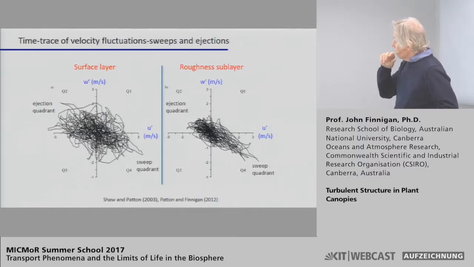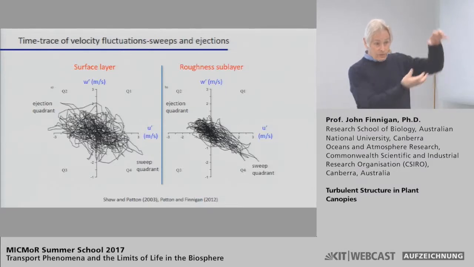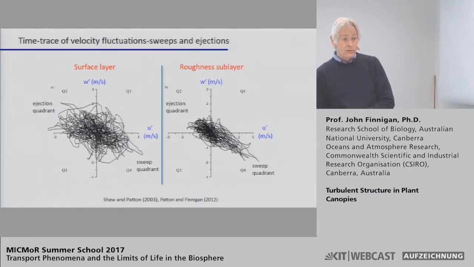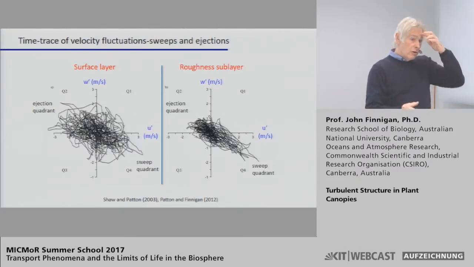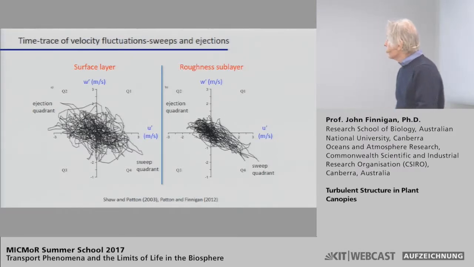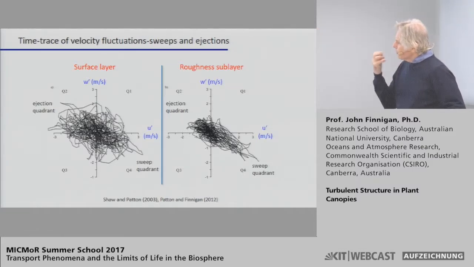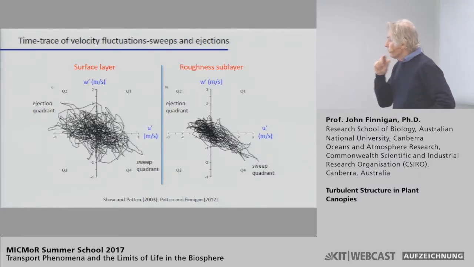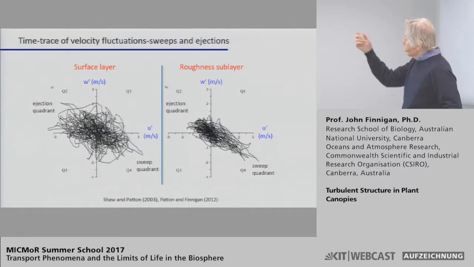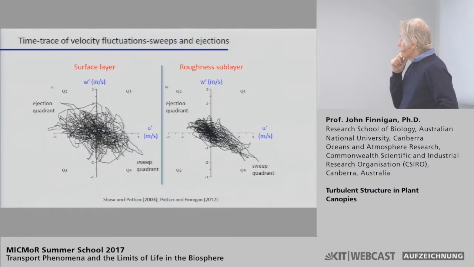We call that Q4 quadrant the sweep quadrant because it's fast moving air going towards the surface, whereas Q2 is the ejection quadrant, it's slow moving air coming away from the surface. And there's perhaps a bit more time that the trajectory stays in the ejection quadrant than in the sweep quadrant. But it certainly spends more time in those two quadrants than in the other ones, which are called inward and outward interactions.